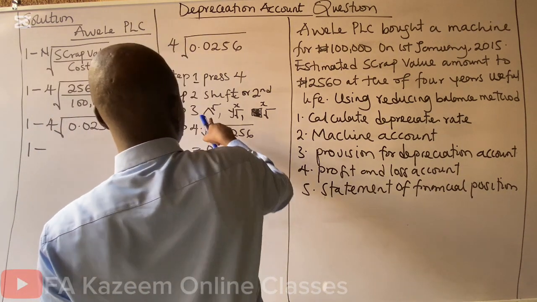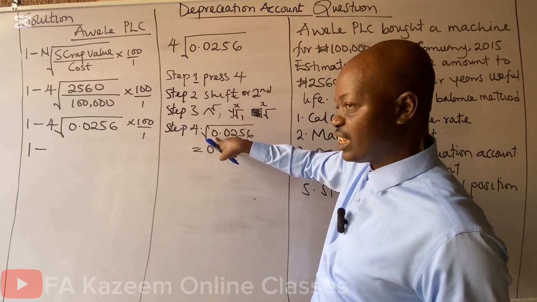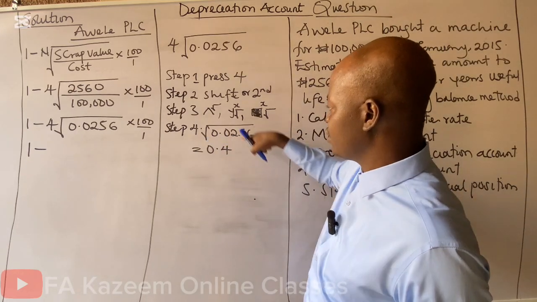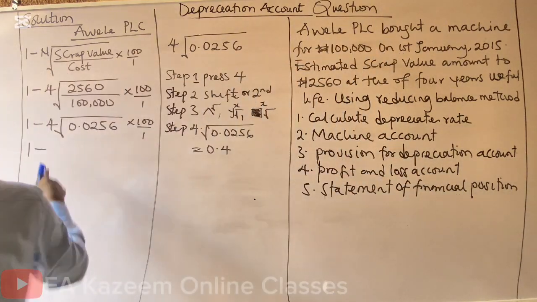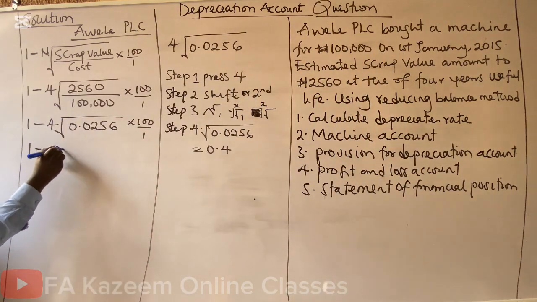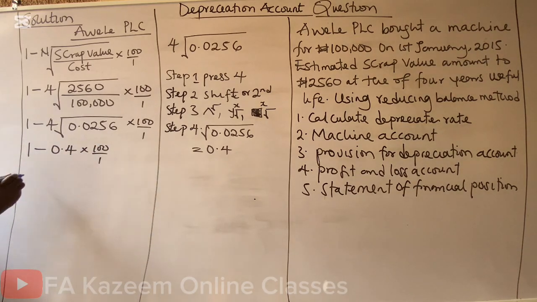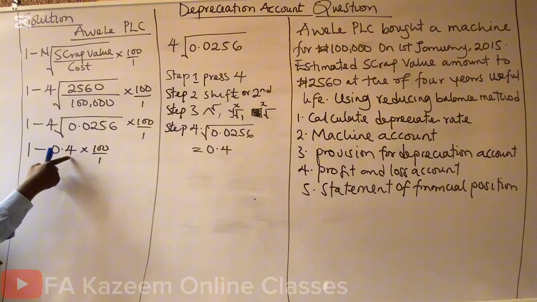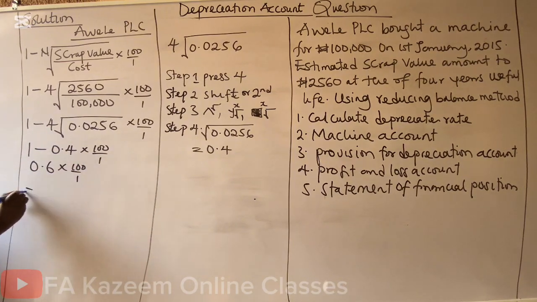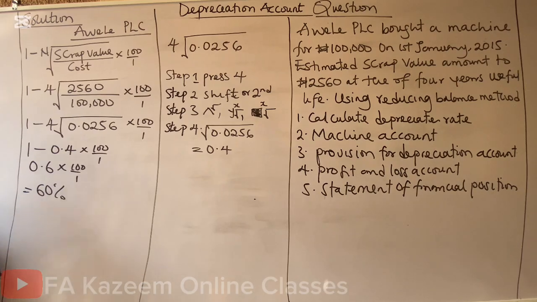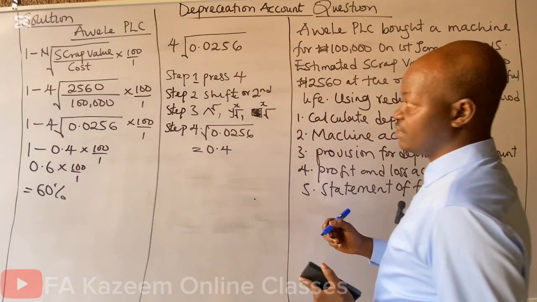When you press this, this will come out. Put this figure inside it, 0.0256, which is this. Once you press it inside, it will bring you 0.4, meaning the whole of this function is 0.4 times 100 over 1. Once you do that, you are going to have 1 minus 0.4, that's 0.6 times 100 over 1, and our final answer will be 60%, meaning the rate has been given, and the rate is 60%.